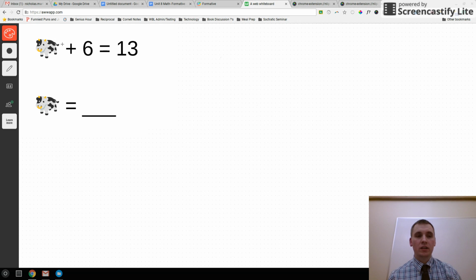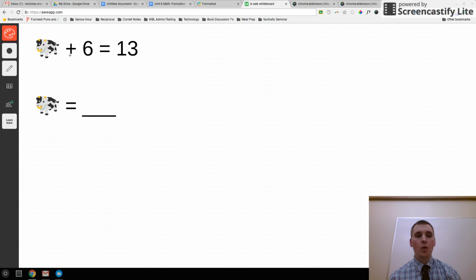An unknown, a variable, is just some sort of symbol or letter that means a number that we've got to try to figure out. We don't know what that number is. That's our goal in algebra, is to solve for that unknown. So you can see in this question, I'm trying to solve for cow. We're trying to figure out what number cow is.